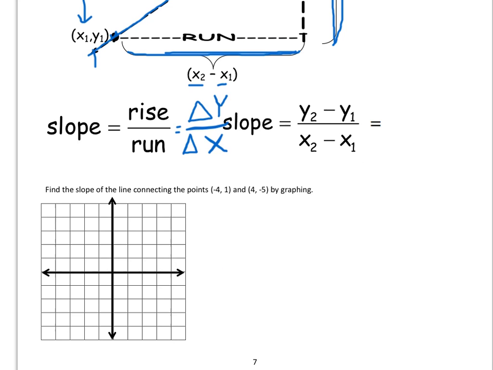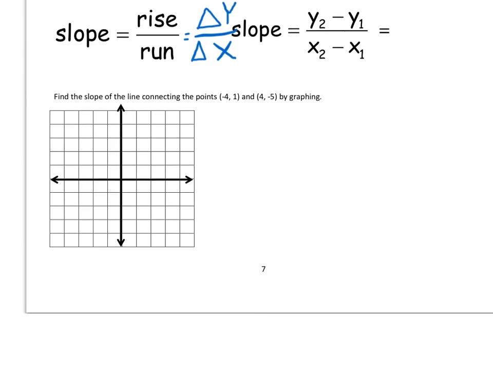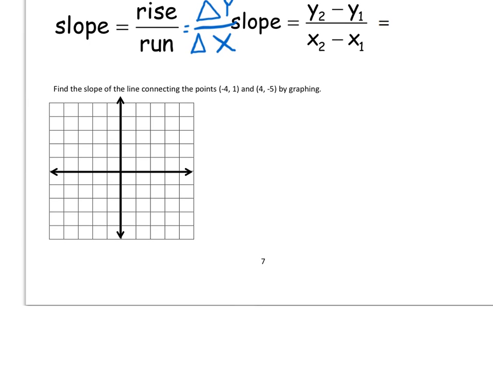Okay, so let's actually graph some points and then find the slope of a line. What I want you doing right now is graph these 2 points on this coordinate plane right here. Again, go ahead and hit pause so you can graph those 2 points.